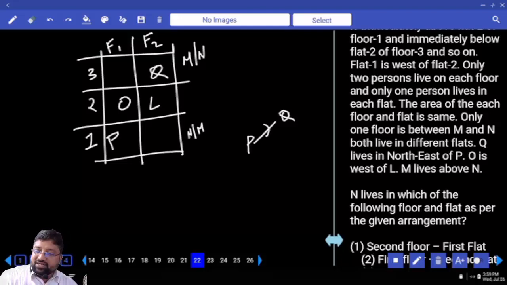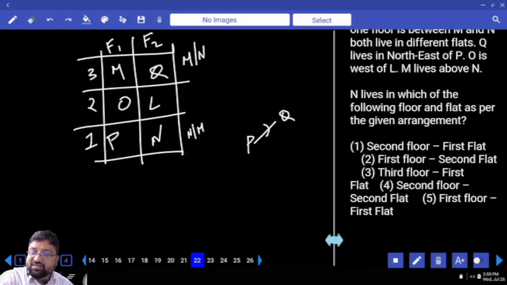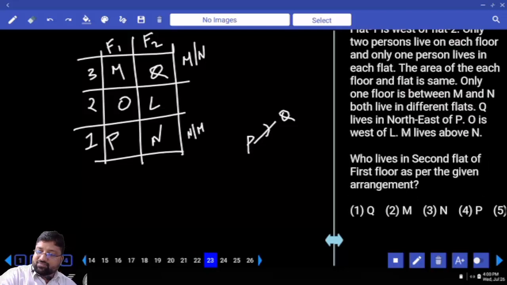MN, we need to know. At last it says M lives above N. This is M, this is N. Done. Dead easy. N lives in which of the following floor and flat? N. First floor, second flat. Who lives in the second flat of first floor?